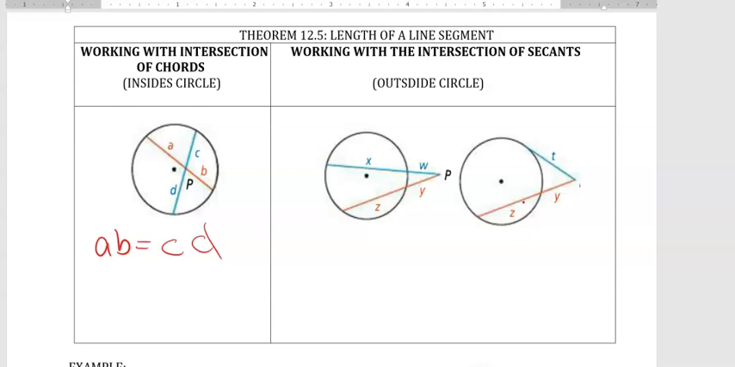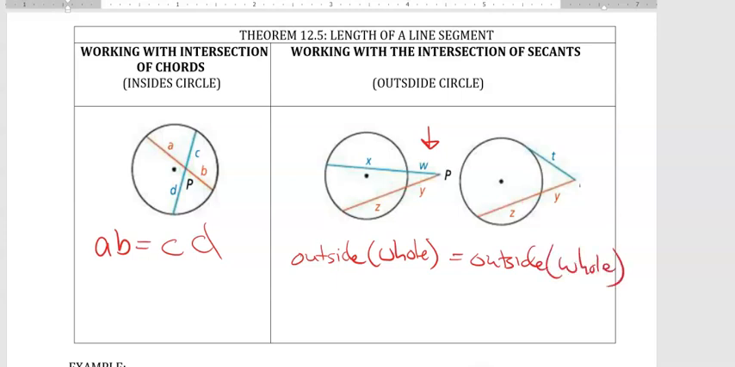Now, what is your logical reasoning telling you for this one? You would think it would be W times X equals Y times Z. Doesn't work that way. It is actually outside times the whole entire length equals the outside times the whole entire length. So in this case, it would be W times whatever W plus X was equals Y times whatever Y plus Z was.